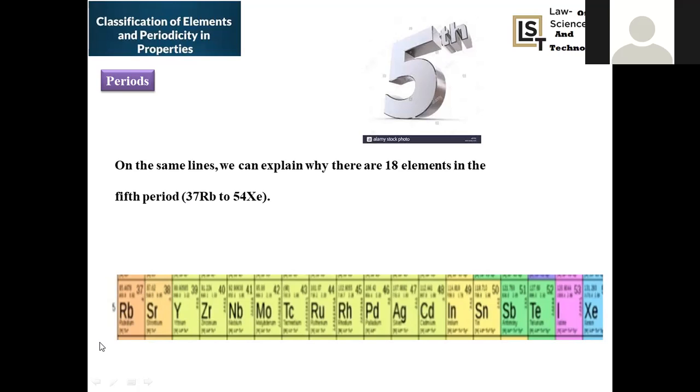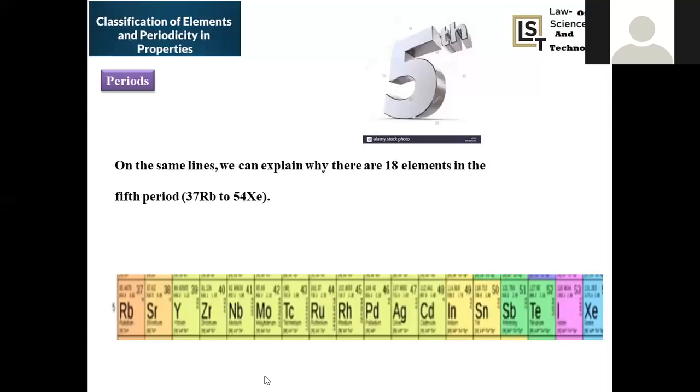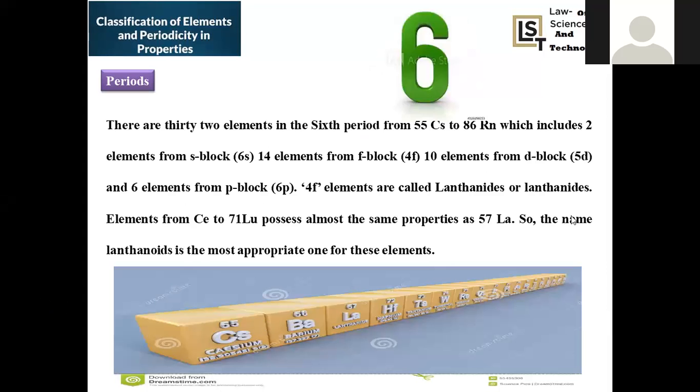The principal quantum number. So yes, this fifth period is denoted with O. O period, it will consist of 18 elements, a long form of a period, and started with rubidium, ends up with xenon. Move on to the sixth period.